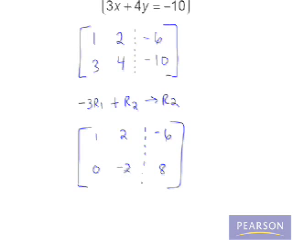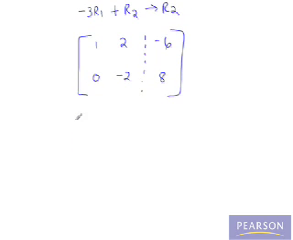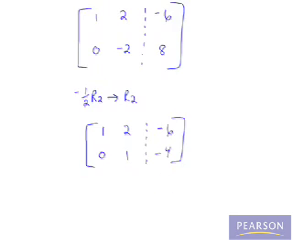I now need this to be a 1, so we're going to multiply row 2 by negative 1/2. So negative 1/2 times row 2 to give us a new row 2, meaning that row 1 will not change again. So row 1 is 1, 2, negative 6, and now we'll carry out the row operation. 0 times negative 1/2 is 0. Negative 1/2 times negative 2 is positive 1, and negative 1/2 times positive 8 is negative 4.